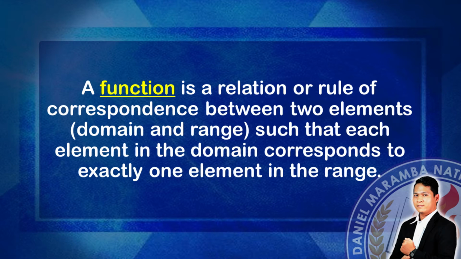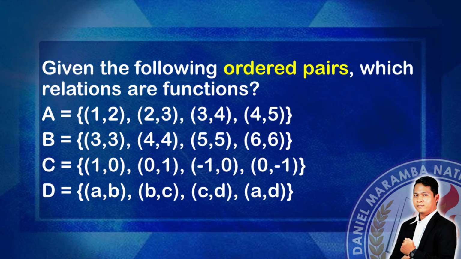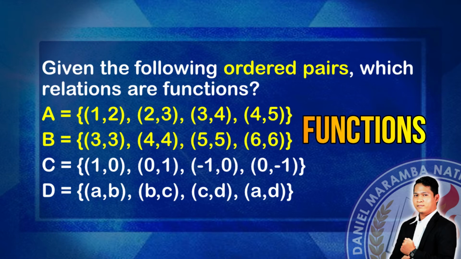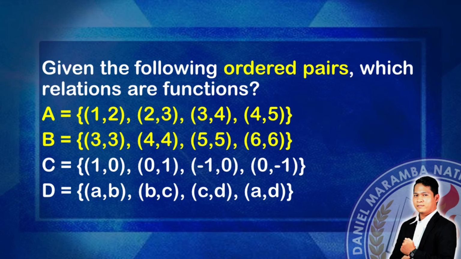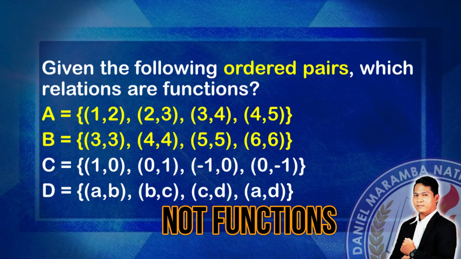So for example, here are two ordered pairs. Given the following ordered pairs, which relations are functions? Saan kaya dito ang functions? Tama, ang A at B ang functions. Samantalang ang C at D ay hindi functions.